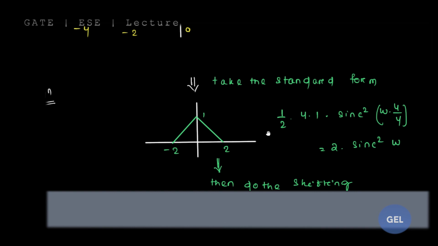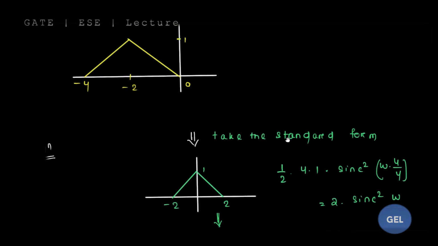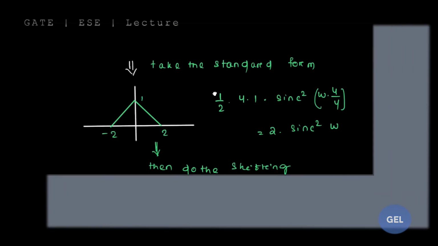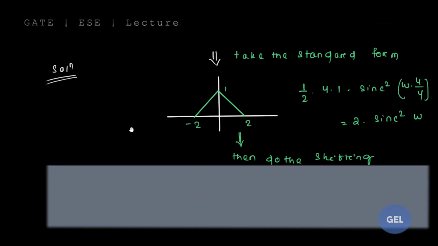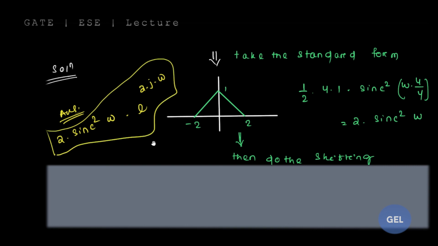But here, if you do the shifting after, in terms of f of t, in order to get the final value, I'm writing down here. This is the final expression that you got. Now the final answer will be 2 into sinc square omega into e to the power 2j omega. This is your answer, because after that you need to do the time shifting. Clear?